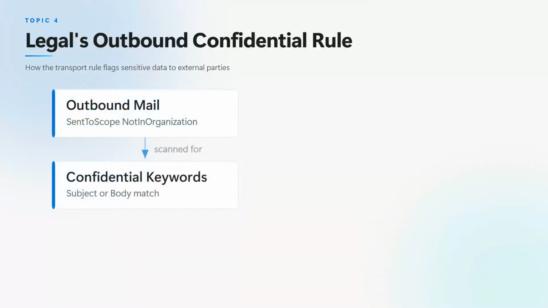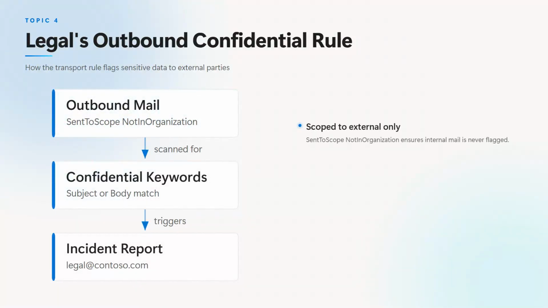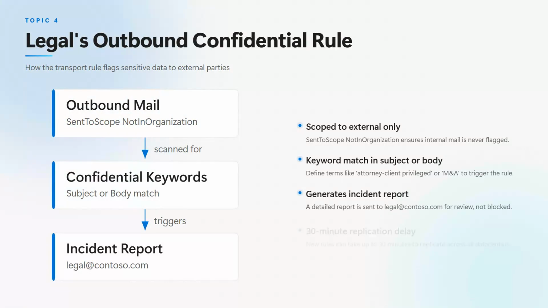Legal needs a rule that flags outbound mail containing confidential content before it leaves the organization. We scope it tightly to external recipients only, so internal discussions using the same keywords don't trigger false alerts. The rule uses content matching on terms like confidential and NDA protected, and when it fires, it generates an incident report with the original mail attached and sends it to legal.